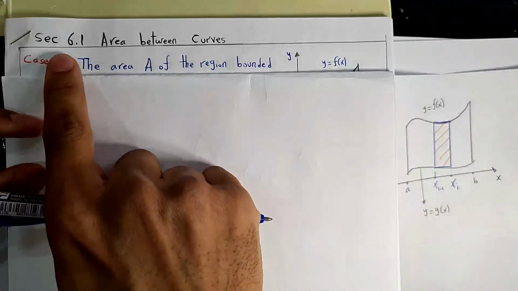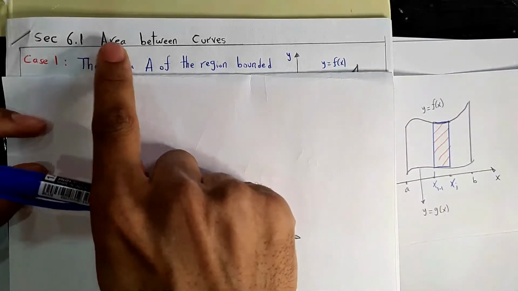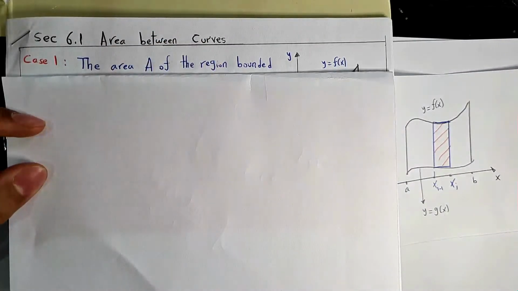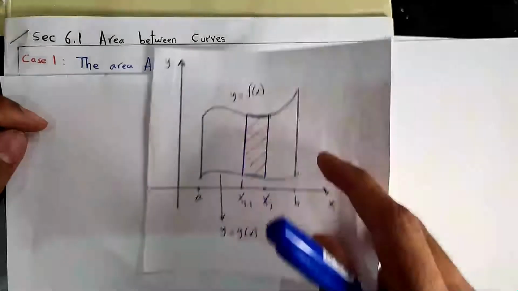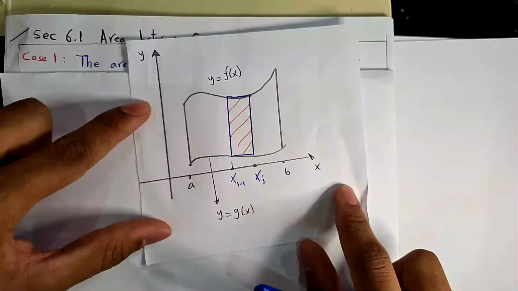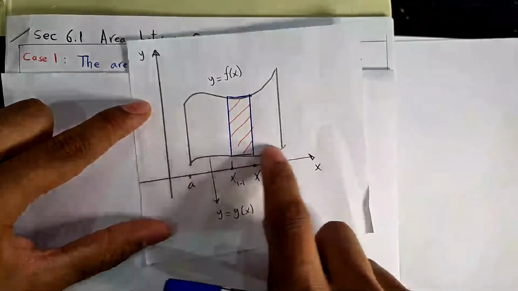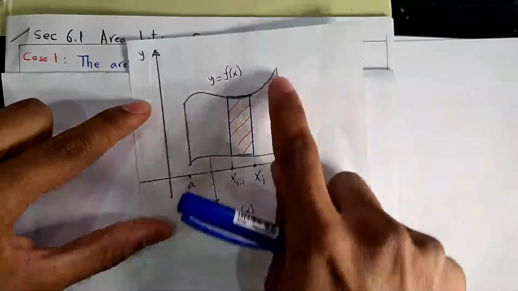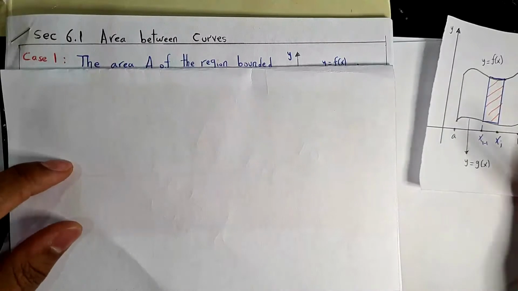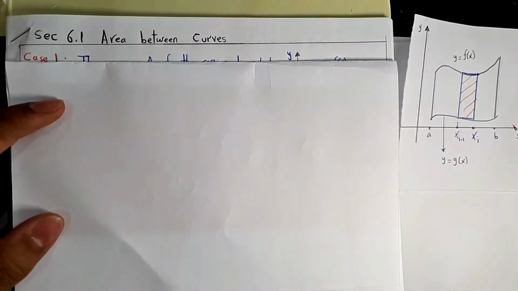Section 6.1 is about areas between curves. Well, our aim in this section is to find the area bounded by two curves. See, for example, this figure. This is y equal f of x, this is y equal g of x, closed by x equal to a and x equal to b. Now we will split this section in three cases.